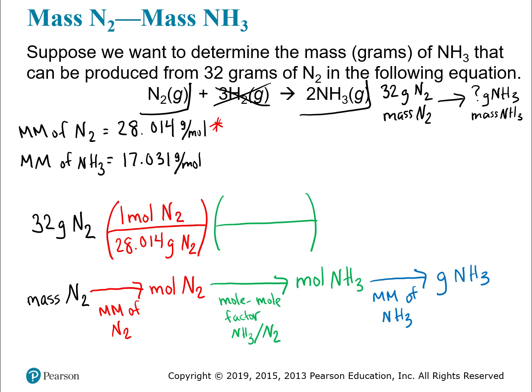We're trying to cancel out the number of moles of nitrogen, so that nitrogen gas should go on the bottom. We're looking at the equation here. There's no coefficient, so that means we just say it's 1. We look to the equation for the coefficient in front of the ammonia gas. That's a 2. We'll write that as 2 moles of ammonia. That's our mole-mole factor.